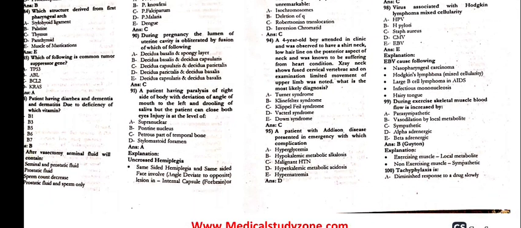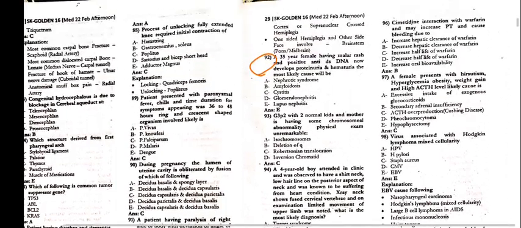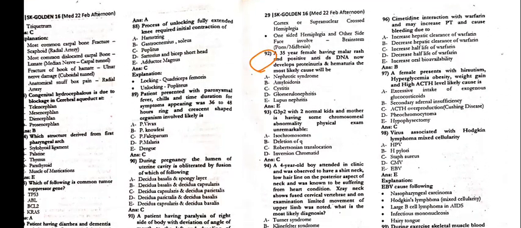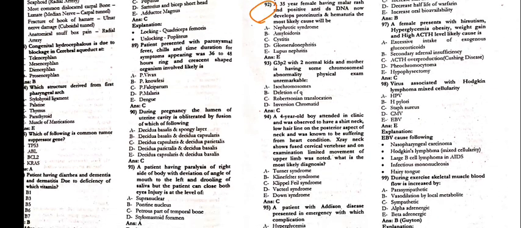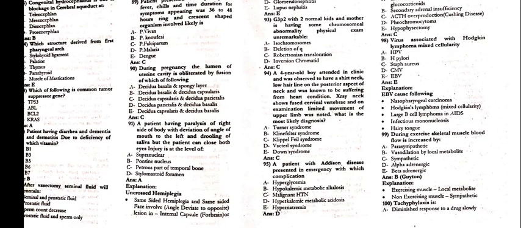91, the patient having paralysis of the right side of the body with deviation of the angle of mouth to the left and drooling of saliva, but the patient can close both eyes. Injuries at the level of A, there is a supranuclear level. Next, 92, a 35-year-old female having a malar rash and positive anti-dsDNA now develops proteinuria and hematuria. The most likely cause would be E, lupus nephritis. 93, G3P2 with two normal kids and the mother is having some chromosomal abnormality. Physical examination unremarkable. It is Robertsonian translocation.